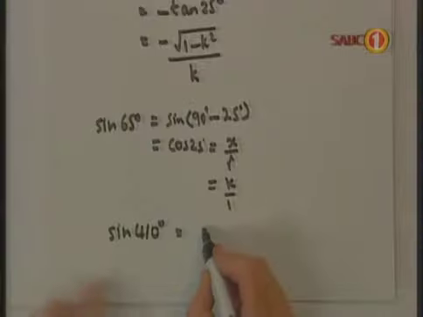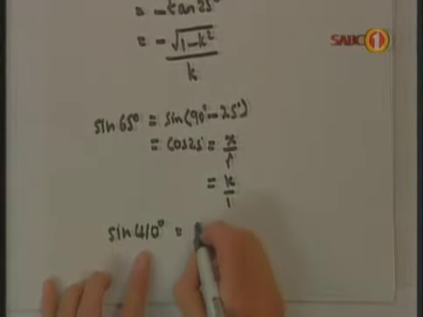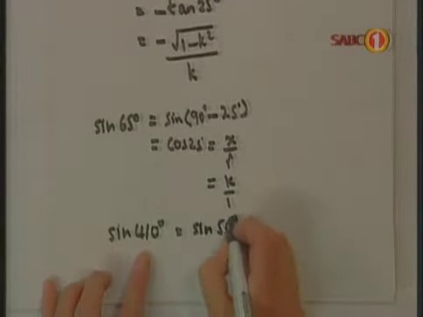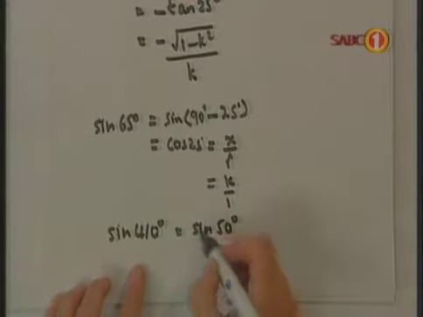So what are we going to do? We're going to bring him down a bit. So how do we do it? We subtract 360. 410 minus 360 goes to sine 50. If you just simply subtract 360 from this, it'll go straight down. And guys, they will give you the marks for that.